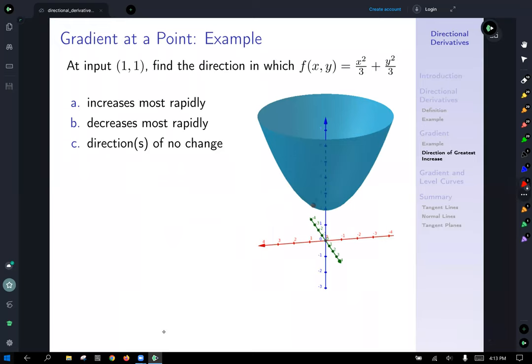So let's do an example. At input point 1, 1, find the direction in which our function f equals x squared over 3 plus y squared over 3 is increasing most rapidly, decreasing most rapidly, and has a direction of no change. So there's our paraboloid looking thing, and there's the point p plotted on it.